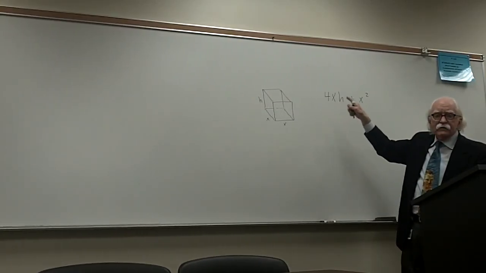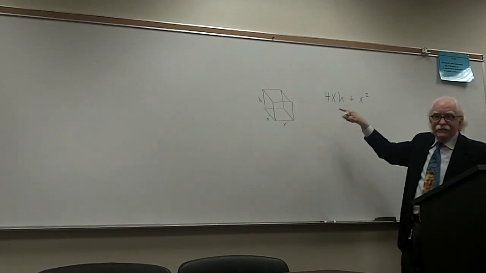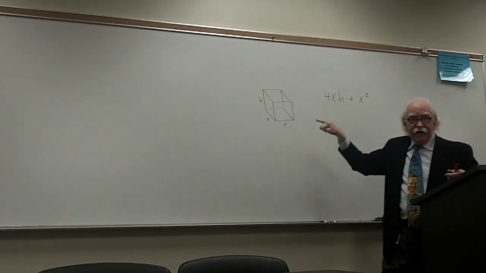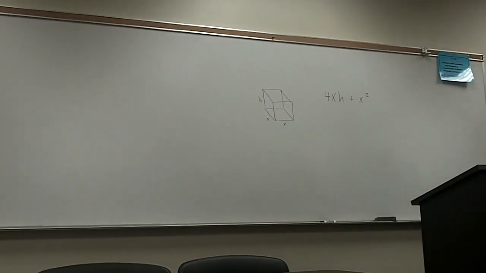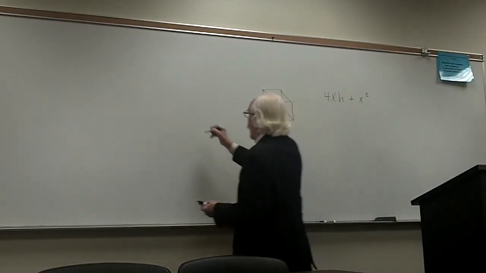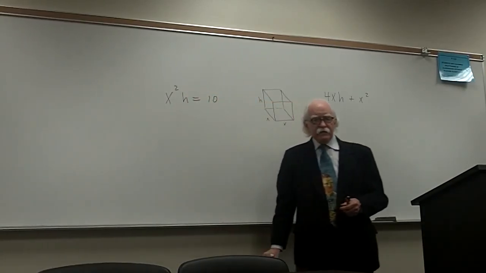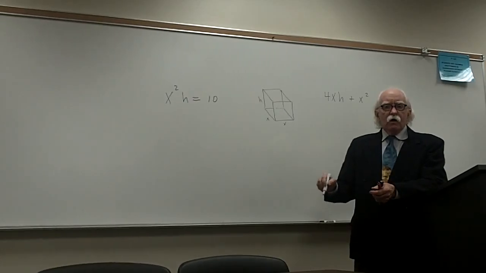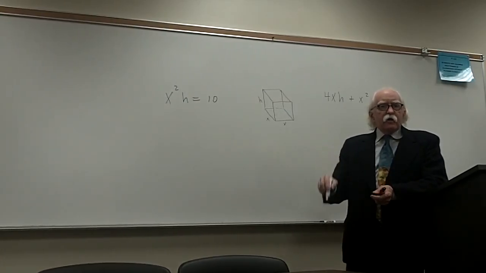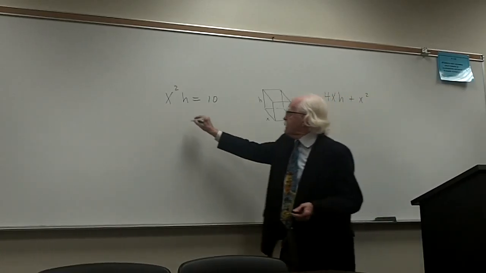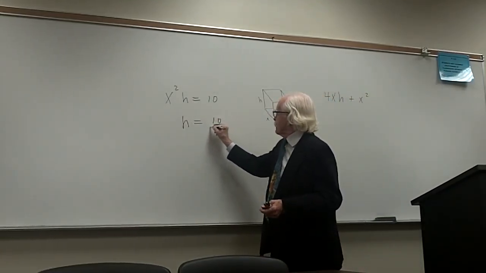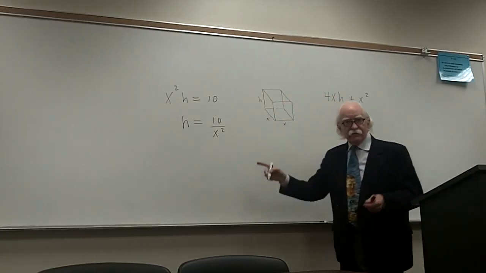Now, that's not written in terms of what? The function of x. It's written in terms of x and h. But I was good enough to give you some very important information. It says that x squared times h is equal to 10 cubic feet. I told you the volume was 10 cubic feet. Well, this is easy to say that h is equal to 10 divided by what? x squared. Yes or no?